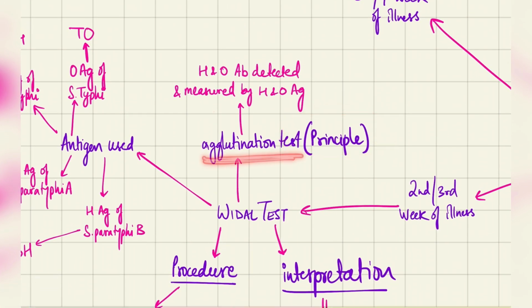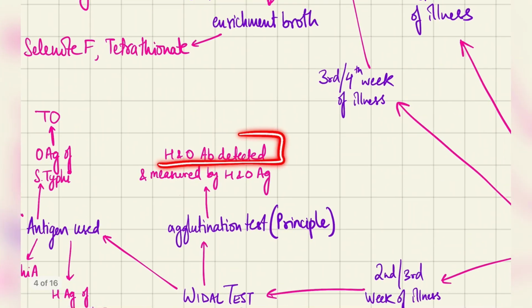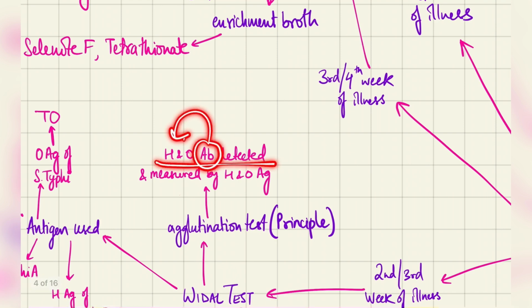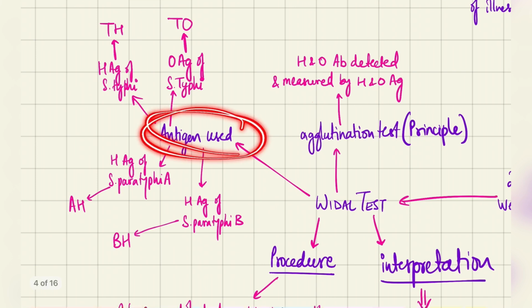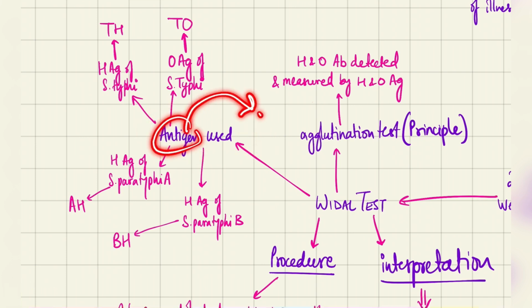Agglutination test, meaning we're trying to detect H and O. Remember, H and O are the antigens. We are trying to detect antibodies against these antigens. H and O antibodies are detected with the help of H and O antigen. This will get clear in the procedure, but let's see which antigens are used. Basically, we're adding these antigens to the blood of the patient and seeing if antibodies are present or not, which we'll see by agglutination. We'll discuss this in the procedure.